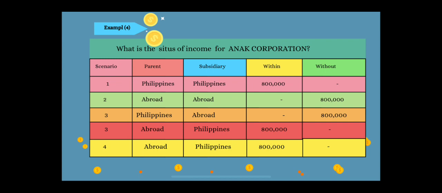For scenario 5, for the last one, for the parent abroad and subsidiary in the Philippines, we have within the Philippines and without the Philippines. So it belongs to within the Philippines and the amount is 800,000.